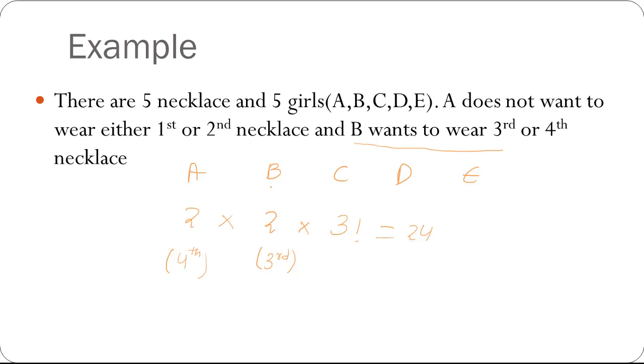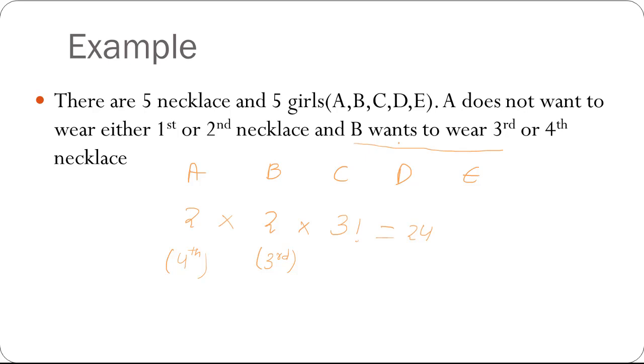one question that might arise in your mind is, see, in this question, the negative condition was it cannot wear first or second, and the positive condition was it can wear third or fourth. Now, what if the conditions tend to collide? Like, if the negative condition had the same necklace and the positive condition had the same necklace, then what do we do? In such a case, we need to make cases.